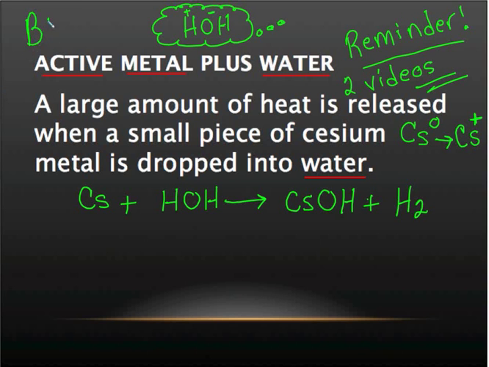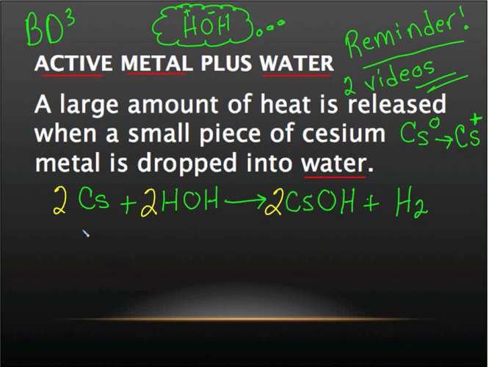Now, we've got to remember BD cubed. And we got to balance this baby. So we've got 3 hydrogens, 2 hydrogens there, so I'm going to put a 2 there. That balances my hydrogens there. Okay, I had an even odd issue. When you have an even odd, multiply by 2. So that means I need 2 cesiums.